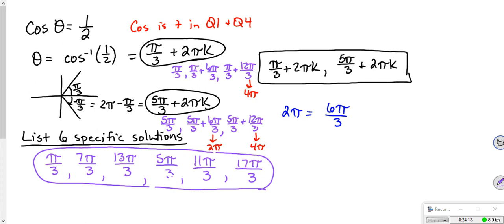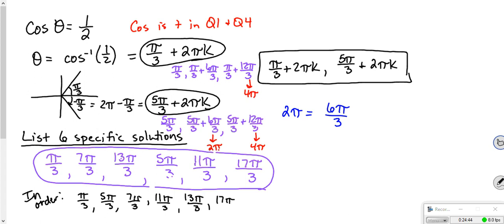Now, it doesn't say anything about them needing to be in order. If you want them in order, the way they go around the circle, obviously you can reorder those. You'd have pi over 3, then 5 pi over 3, then 7 pi over 3, then 11 pi over 3, then 13 pi over 3, then 17 pi over 3. You can put them in order if you want. I don't think the book makes you do that.